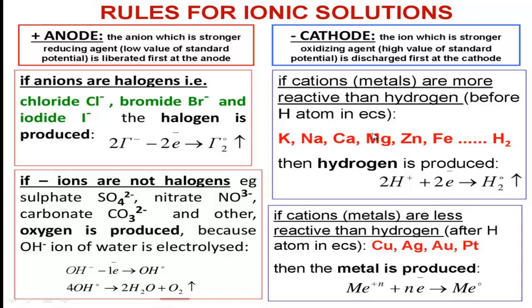And in the cathode, if cations are present, and you know that these cations are more reactive than hydrogen, that means the position of hydrogen ion is lower than that of the cations.